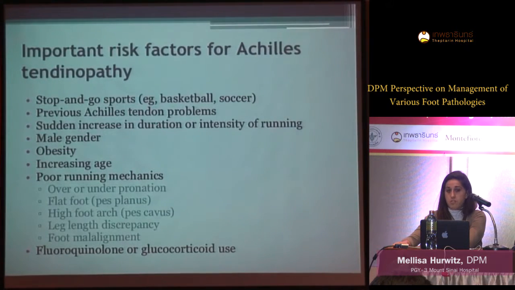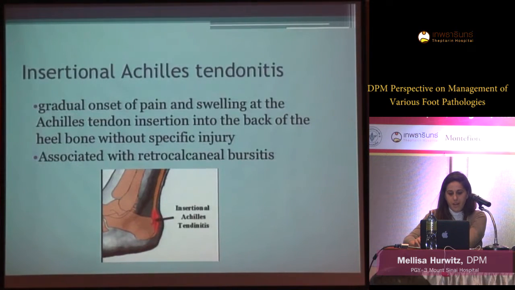Rupture usually occurs after 30 years old in competitive recreational athletes and in the sedentary due to mucoid degeneration of the tendon. Insertional Achilles tendonitis is a gradual onset of pain and swelling at the insertion of the Achilles tendon. This is sometimes known as retrocalcaneal bursitis, which can occur with or without tendonitis. Clinically, it's going to be pain in the posterior heel. Generally, we treat this with conservative measures such as, again, non-steroidal anti-inflammatories, rest, ice, compression, elevation, stretching, and physical therapy.